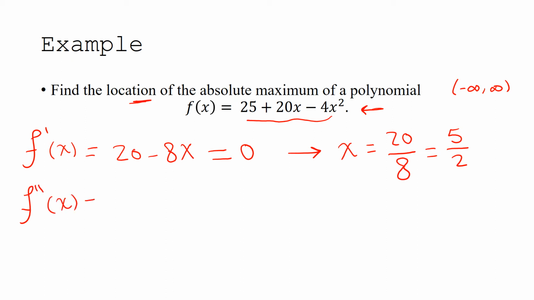So computing the second derivative gives us -8. And since the second derivative is negative for all values of x, including this candidate that we have, this candidate here corresponds to a maxima.